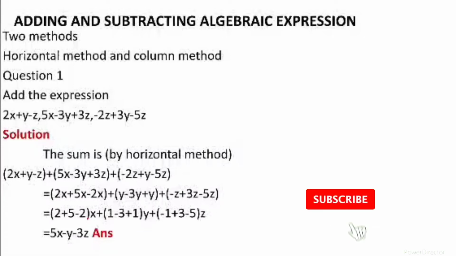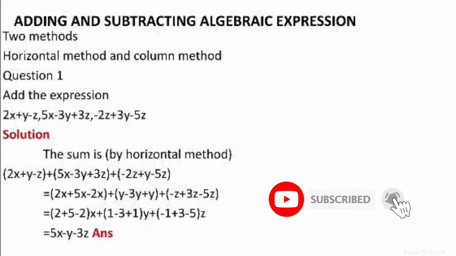In today's video, we are going to see adding and subtracting algebraic expressions. There are two methods to add or subtract these expressions. One is the horizontal method and the other is the column method. In the horizontal method, all the algebraic expressions are written in a row after rearranging the terms so that the similar terms come together. After that, you can add or subtract the similar monomials.